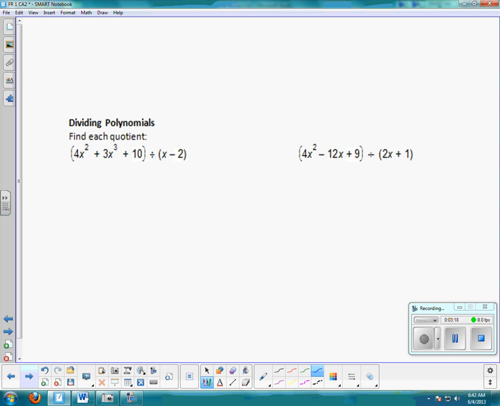to represent each term. So I'm going to go ahead and rewrite this as 3x cubed plus 4x squared plus 0x plus 10. And we want to divide that by x minus 2. The reason I'm putting in that 0x is because, like I said, every term has to be represented. So here's 3, 4, 0, and 10. And in the box, we put the opposite of the number we're dividing by. So the opposite of negative 2 is positive 2.